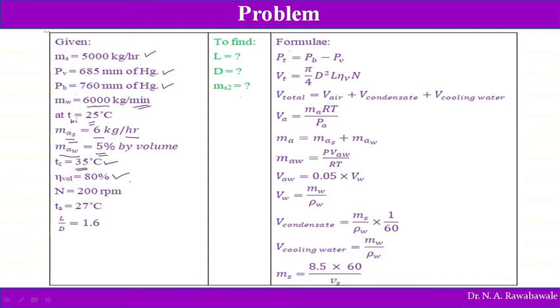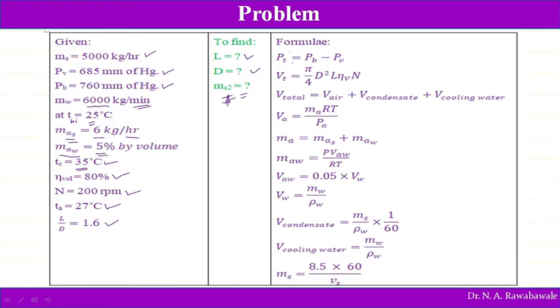Volumetric efficiency of pump is 80%, which runs at 200 rpm. Temperature of ambient air is 27 degrees Celsius and L by D ratio is 1.6. This is given. So he is asking us to find out L, D and mass of air entering into the condenser along with the steam, or mass of steam carried with the air. So mass of steam which is moving along with the air is to be calculated.